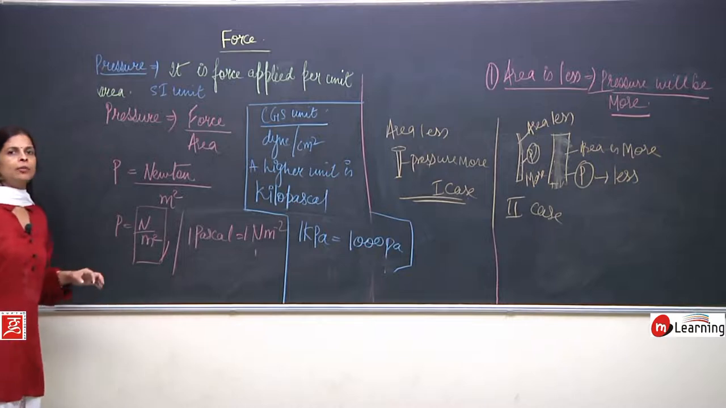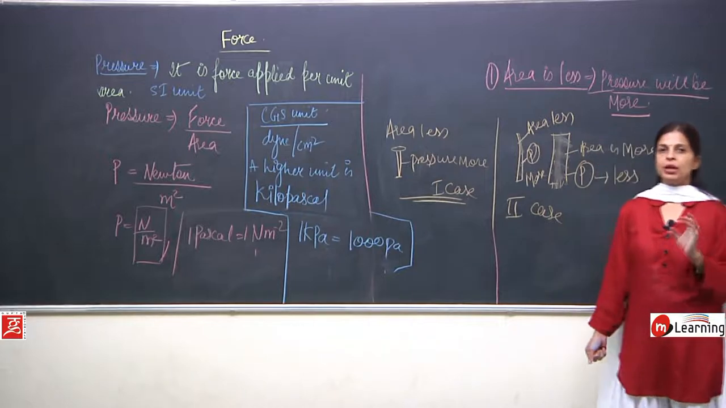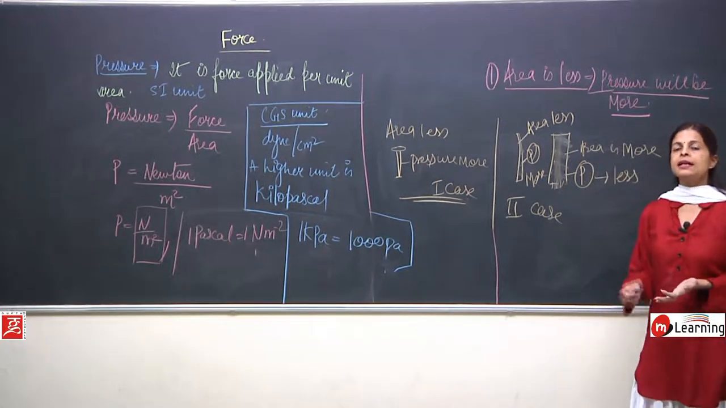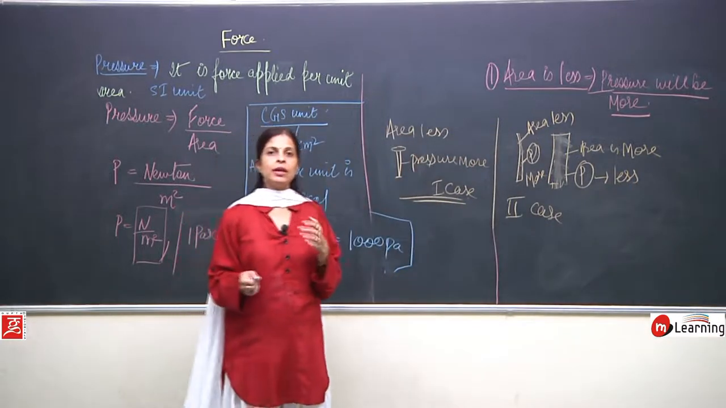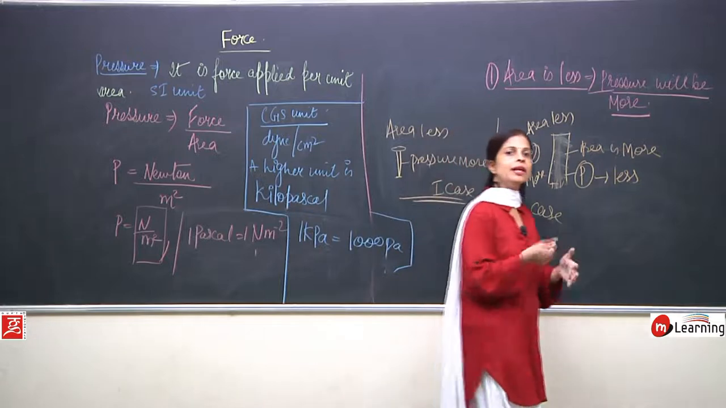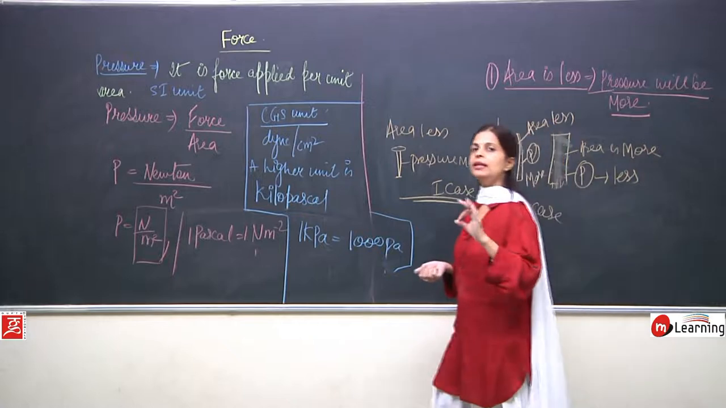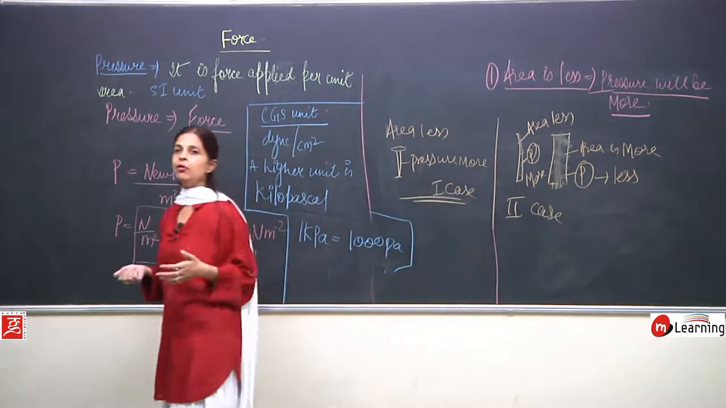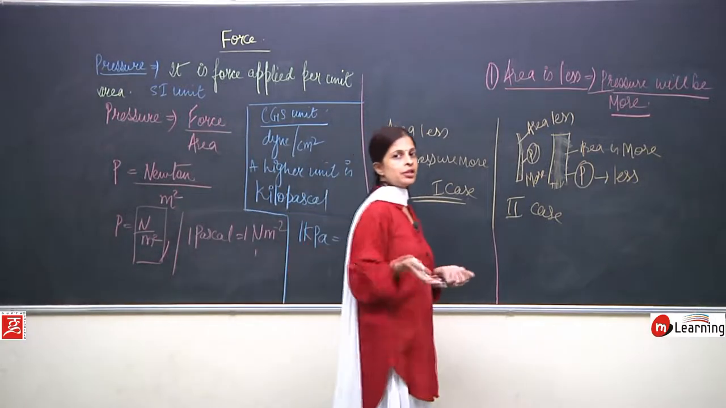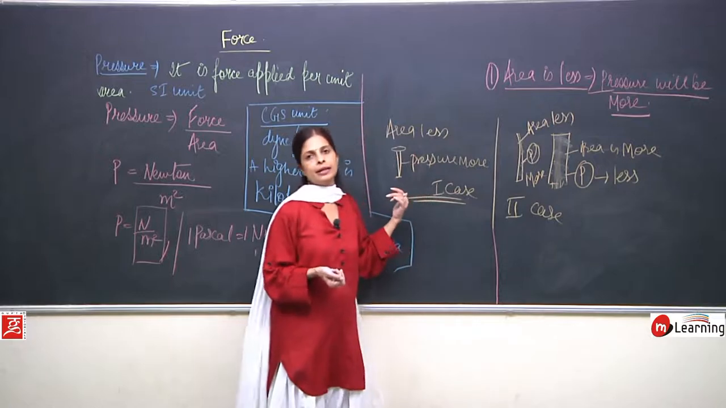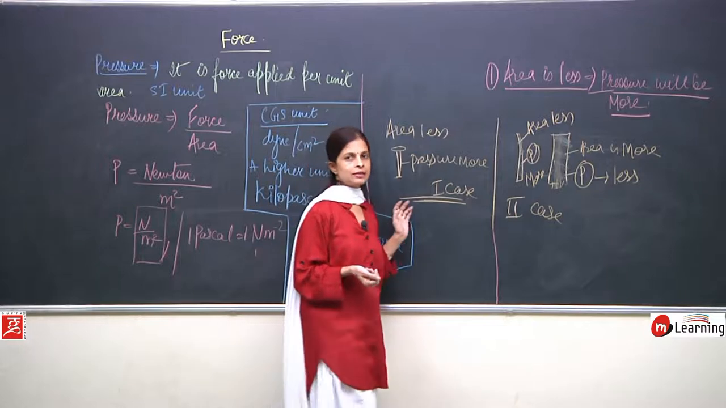Now we'll talk again about the pressure. We have discussed that there can be two conditions, children. It's up to us which kind of pressure we need. The first situation is that we need more pressure. Whenever we need more pressure, what do we do? We reduce the area, and so the pressure gets increased because the whole force is coming on this small part only.